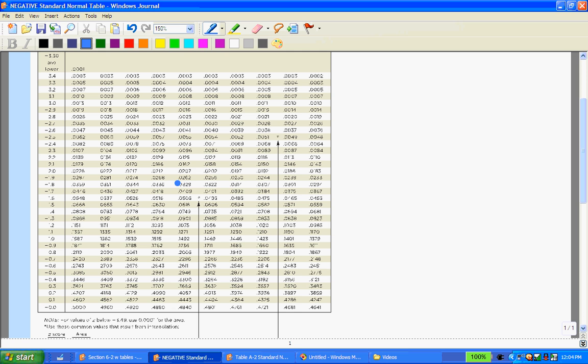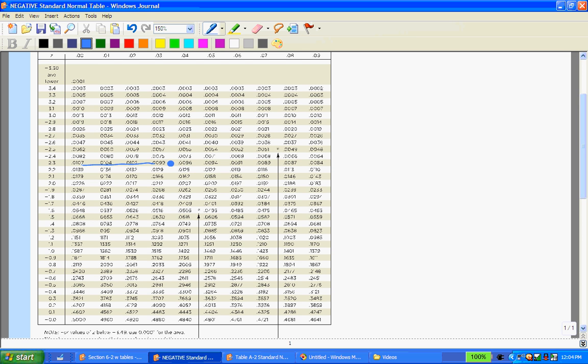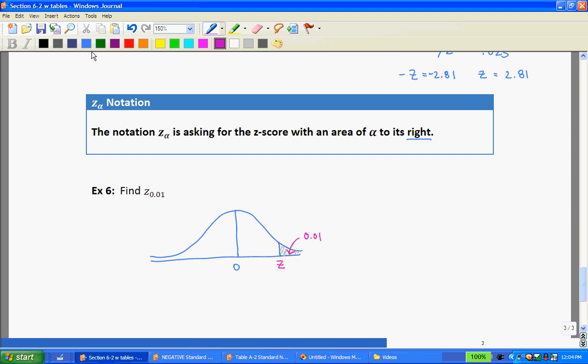So right here we're looking pretty good. 0.0099, that's pretty close. And 0.0102, that's pretty close. I'd probably go with this one. So that gives me, if I look at where that comes from, a z-score of 2.33. So the z-score here I'm looking for is positive 2.33 since I'm on the right side of 0.